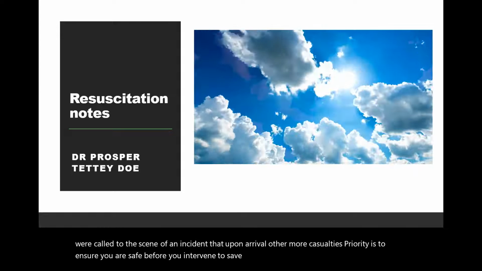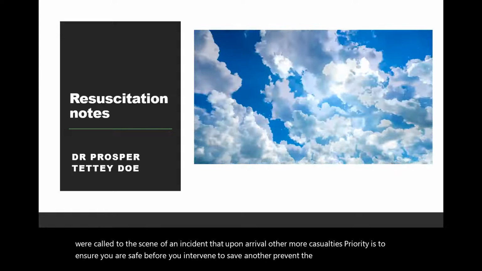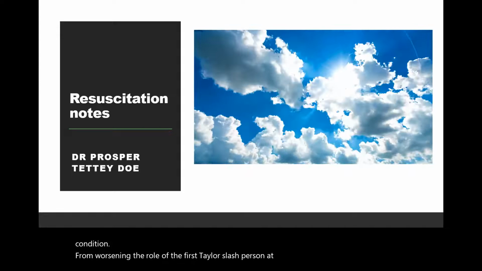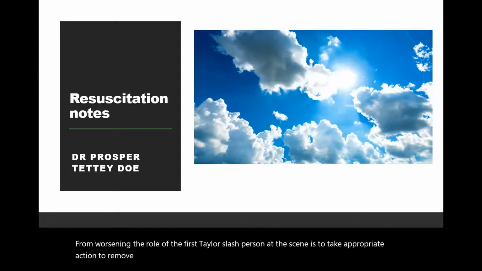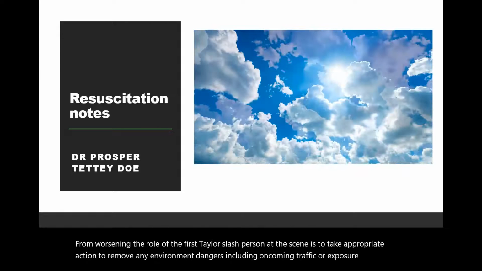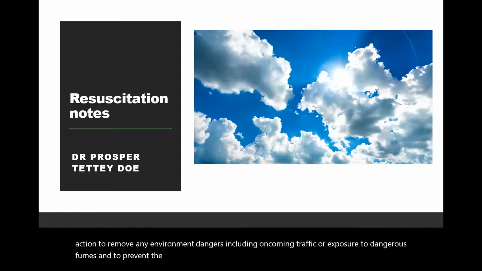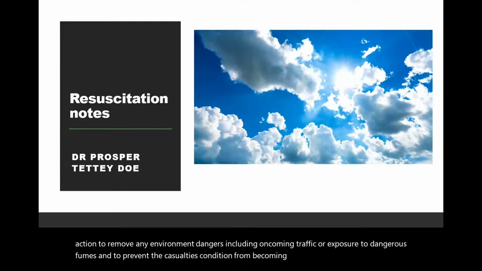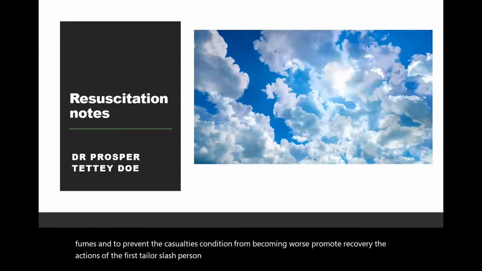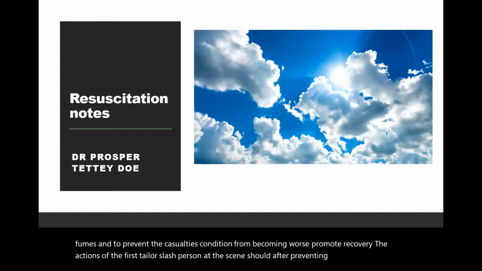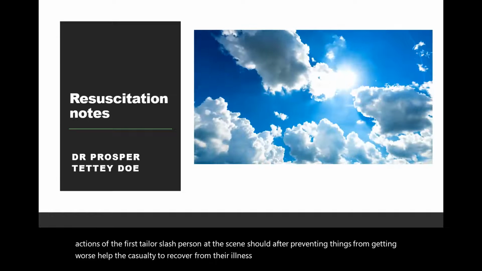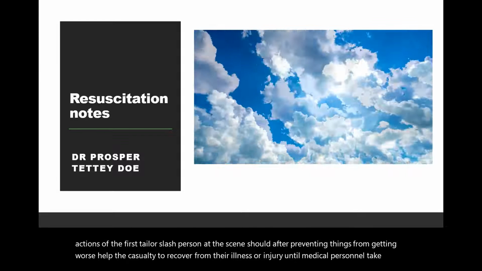Prevent the situation/condition from worsening. The role of the first aider/person at the scene is to take appropriate action to remove any environmental dangers including oncoming traffic or exposure to dangerous fumes and to prevent the casualty's condition from becoming worse. Promote recovery. The actions of the first aider/person at the scene should, after preventing things from getting worse, help the casualty to recover from their illness or injury until medical personnel from the emergency services attend the scene.